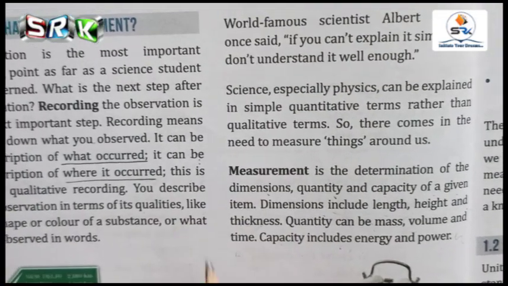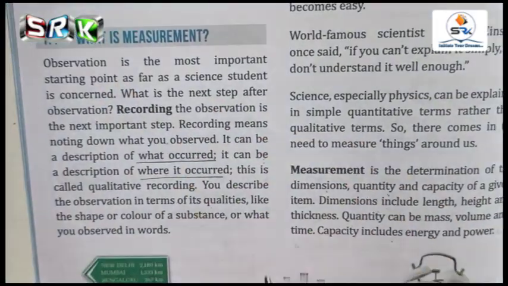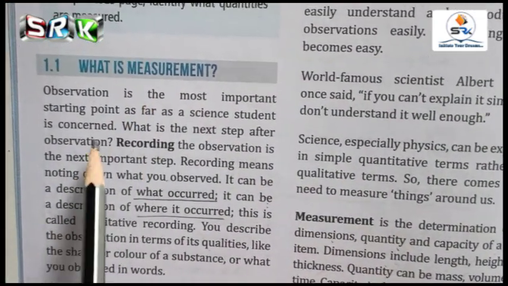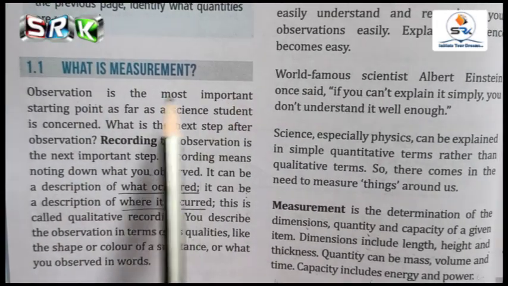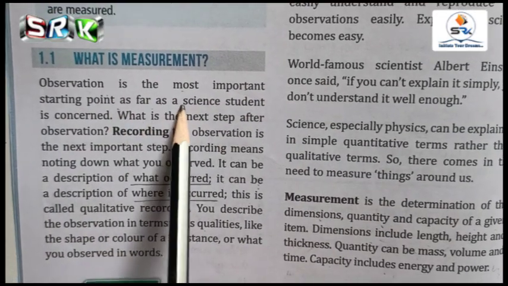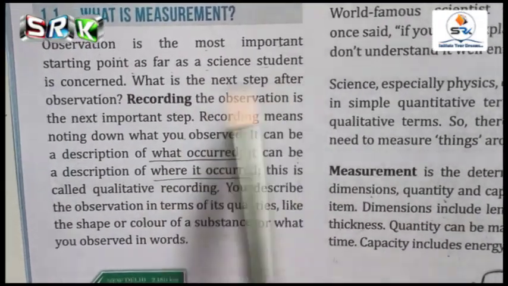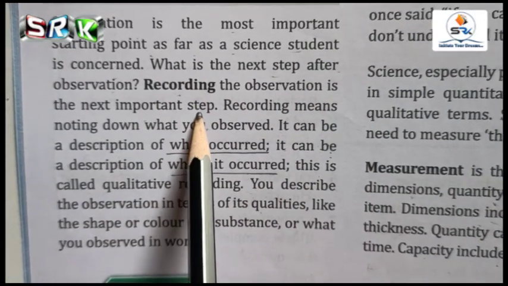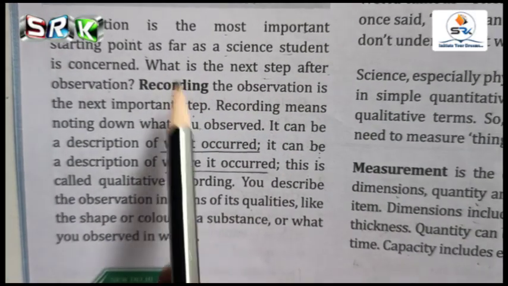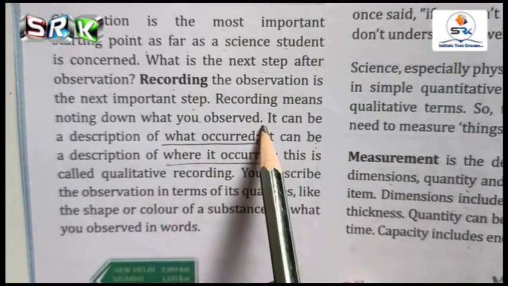So once again we will recall all the points line by line. What is meant by observation? Observation is the most important starting point as far as a science student is concerned. So what is the next step after observation? Recording. Recording the observation is the next important step. I think you can understand. Recording means noting down what you observed.